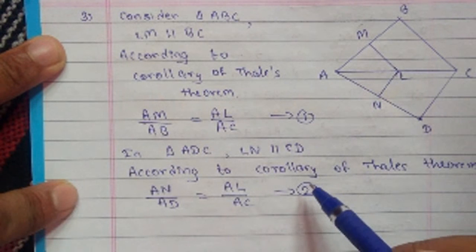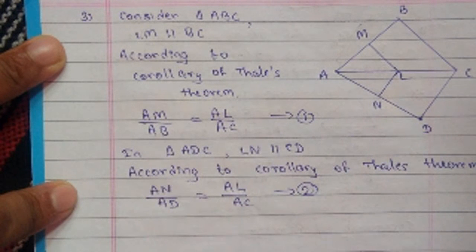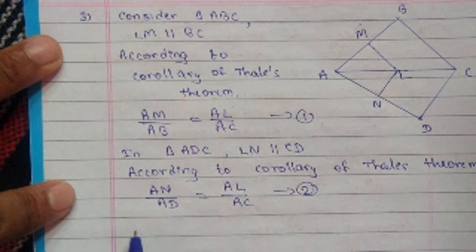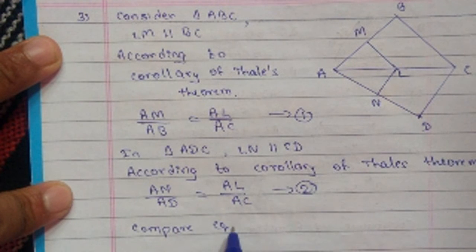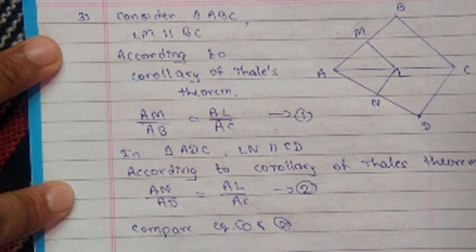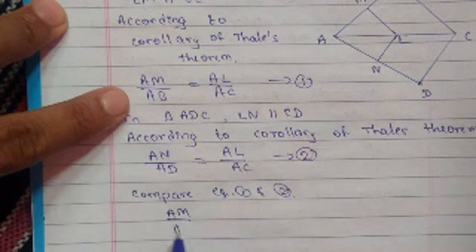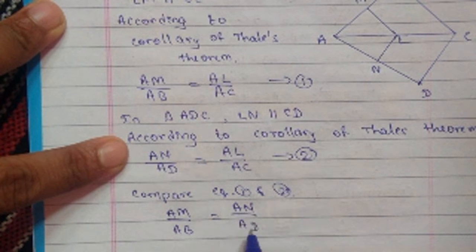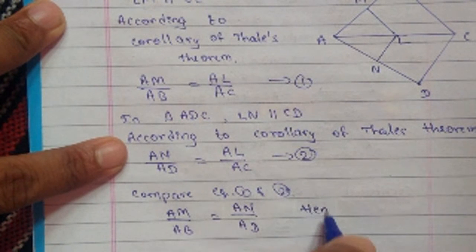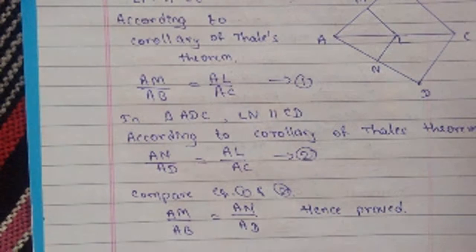Now when we compare equations 1 and 2, the right hand sides are equal to each other, therefore according to the axiom the left hand sides are also equal. Comparing equations 1 and 2, it gives AM divided by AB is equal to AN divided by AD. Hence proved.